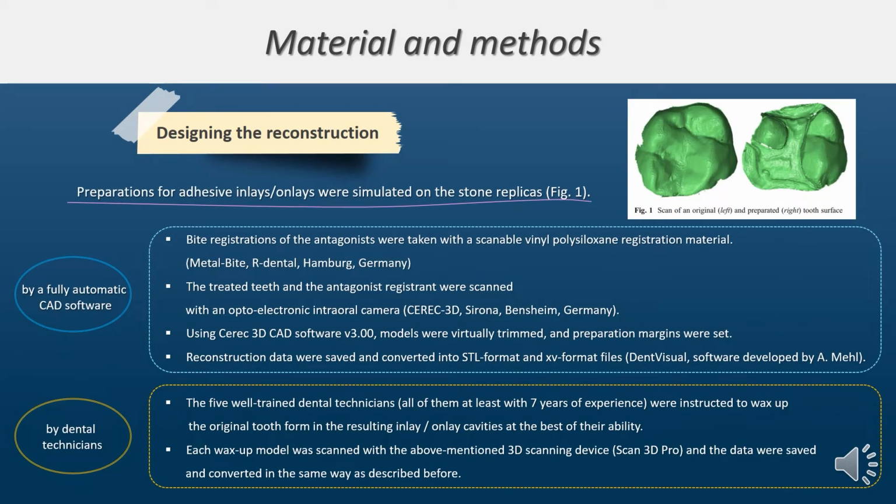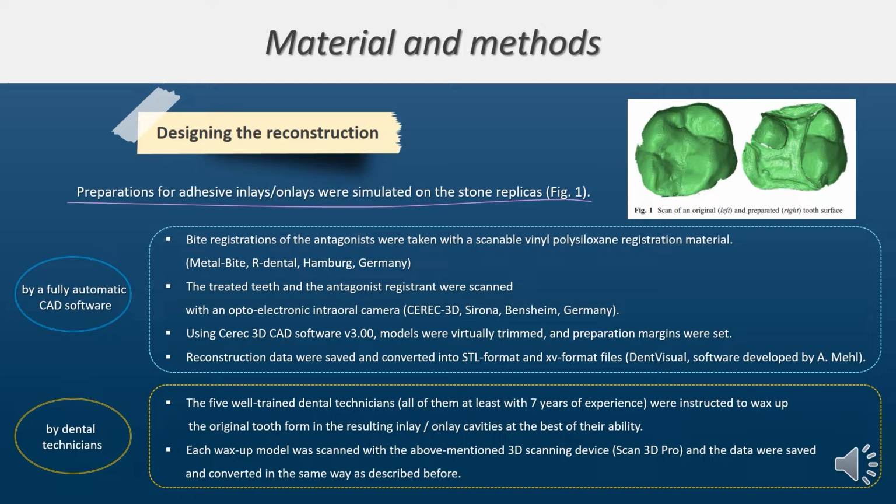Next is the simulation of inlay or onlay preparation on the stone replicas. For this, one molar tooth was randomly chosen in each subject, and at least one cusp was left untreated during preparation. For fully automatic reconstructions, bite registrations of the antagonist were taken with a scannable vinyl polysiloxane registration material.